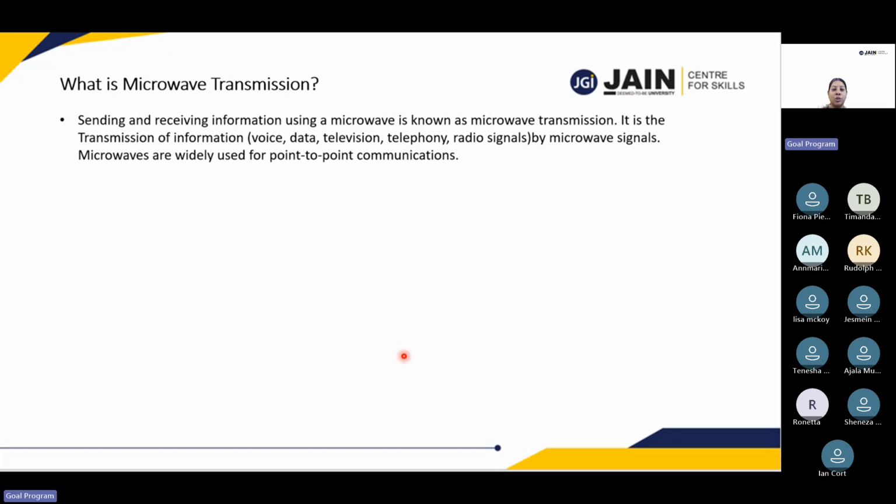Microwaves are widely used for point-to-point communications. Okay, point-to-point communications, they are usually used. Microwaves are widely used for point-to-point communication.